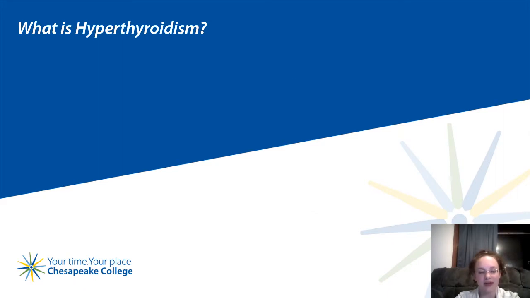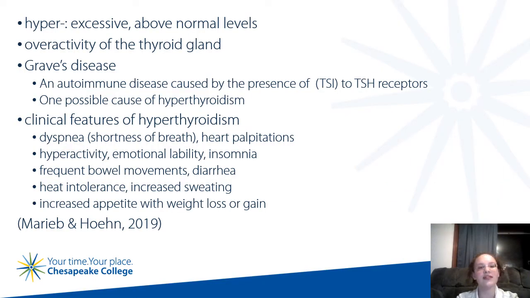What is hyperthyroidism? So the prefix hyper means excessive or overactive, so hyperthyroidism would be overactivity of the thyroid gland. One possible cause of hyperthyroidism is Graves' disease, an autoimmune disease caused by the presence of antibodies to TSH, or thyroid-stimulating hormone receptors. So TSI, thyroid-stimulating immunoglobulin, acts like TSH and tells the thyroid gland how much thyroid hormone to produce, causing it to produce more than the body actually needs.